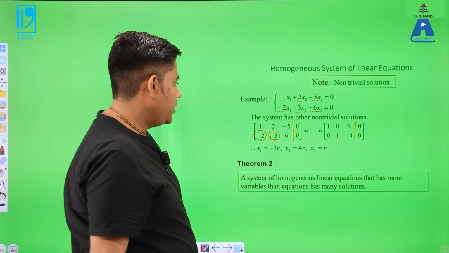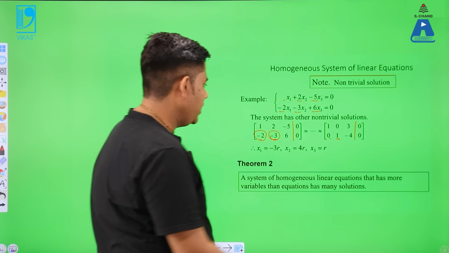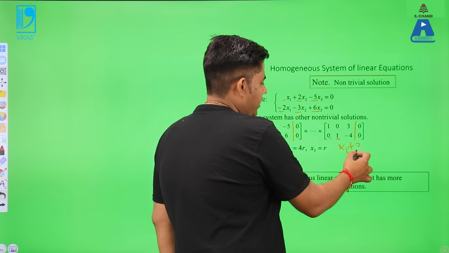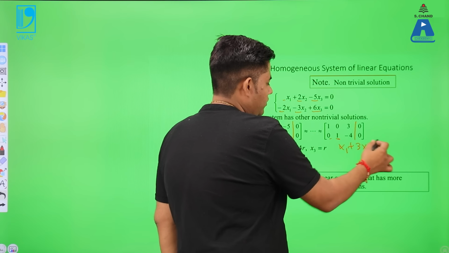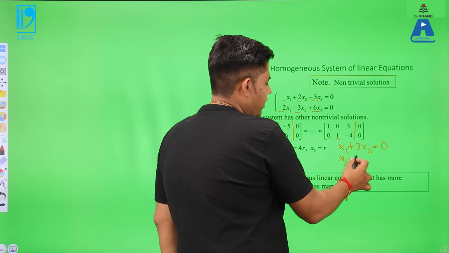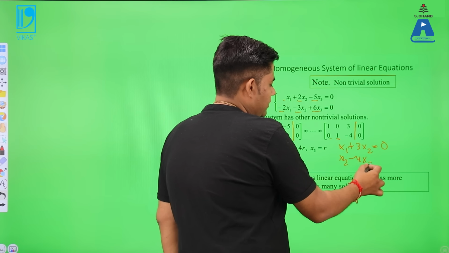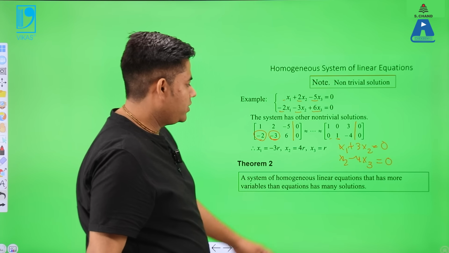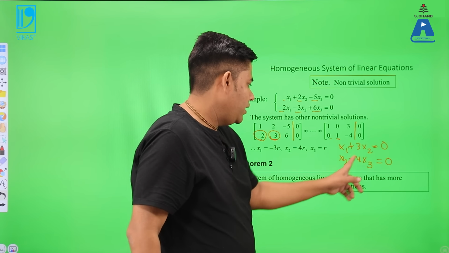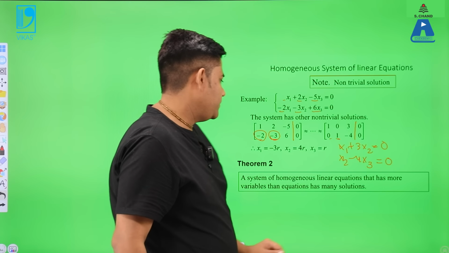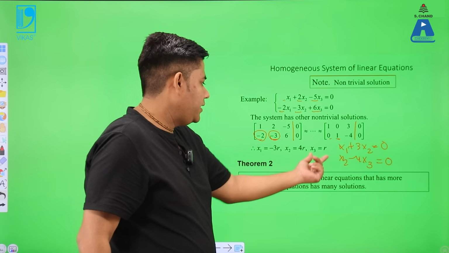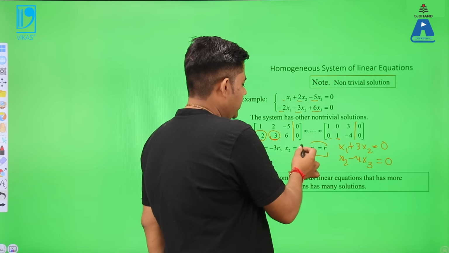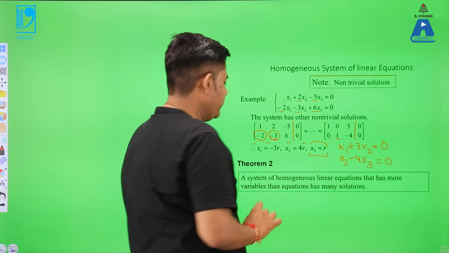Now what is to be done? I may assume this as an equation like x1 plus 3x2, that would be equal to 0, and another equation is x2 minus 4x3, that would be equal to 0. That means I can find out x1 in terms of x2 and x3 also in terms of x2. So here x3 can be assumed as one set of variable as r, and in terms of r I can find out the other variables.